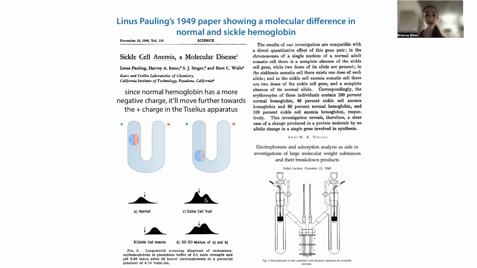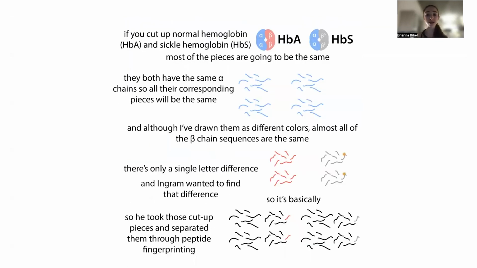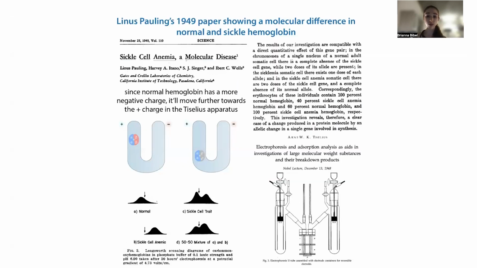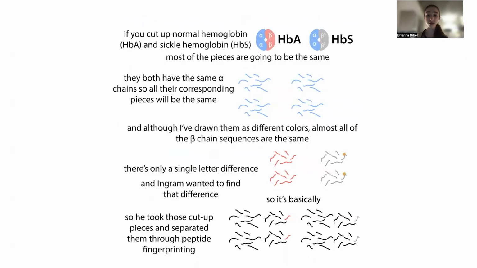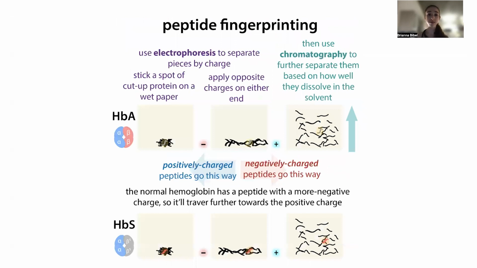So really cool stuff. The charge was then further used to scale things. That was looking at the whole protein, but you could also look at just protein pieces to try to figure out what the actual change was. So they used peptide fingerprinting, which is pretty cool. You chop the protein up into pieces, and then you separate those pieces by charge, this time on paper, using chromatography to separate these different molecules.